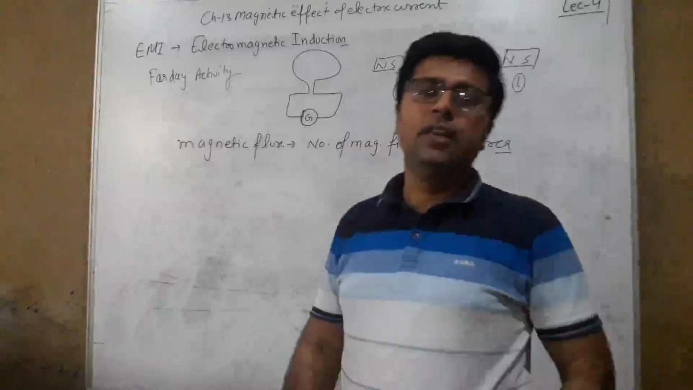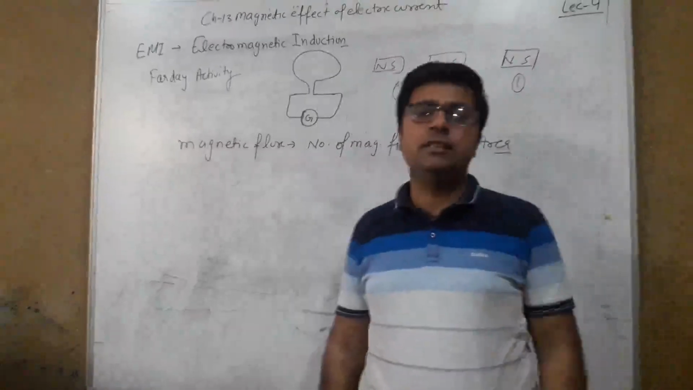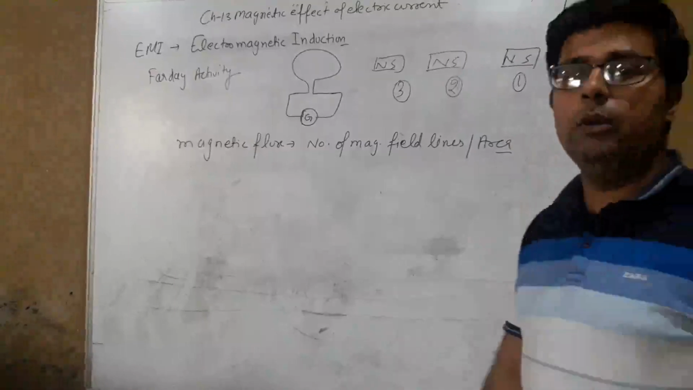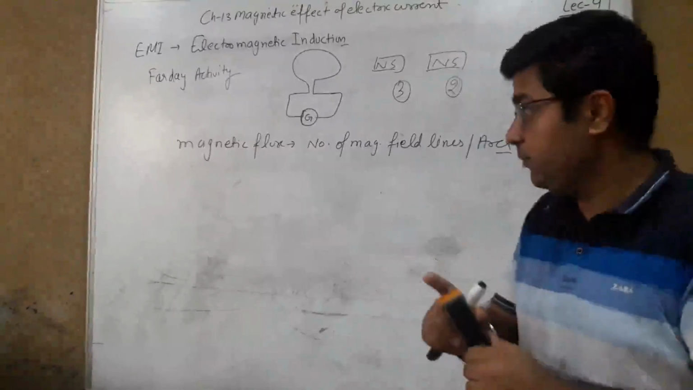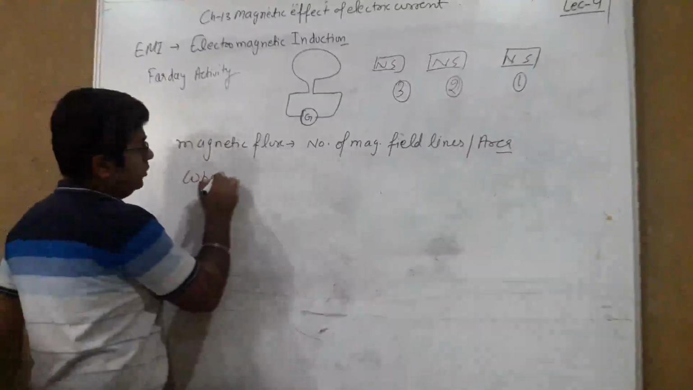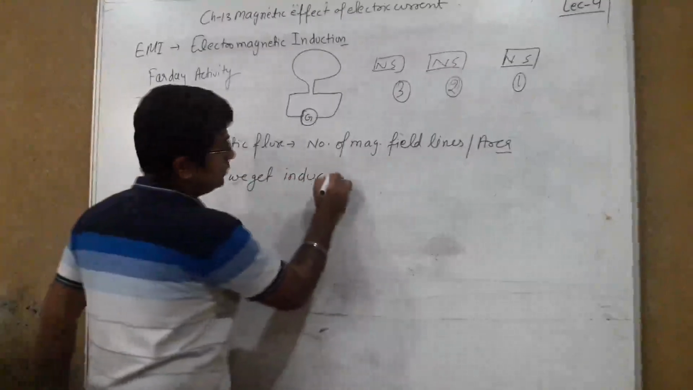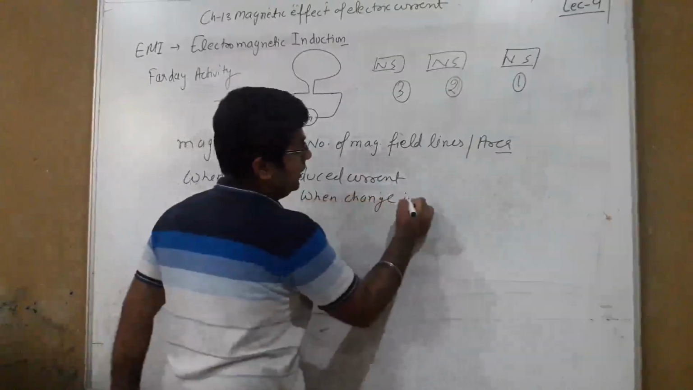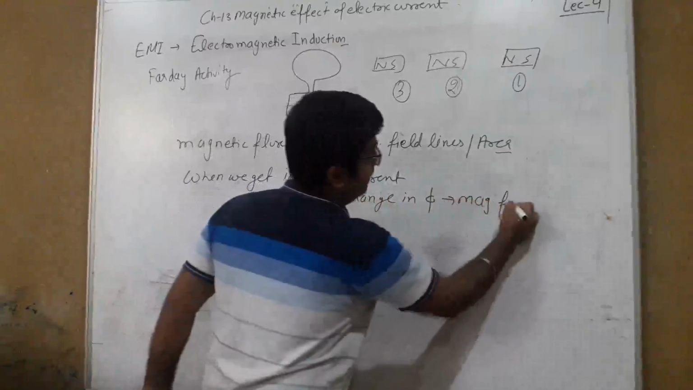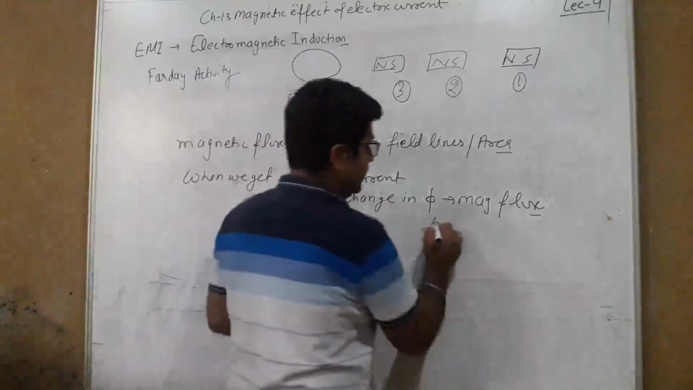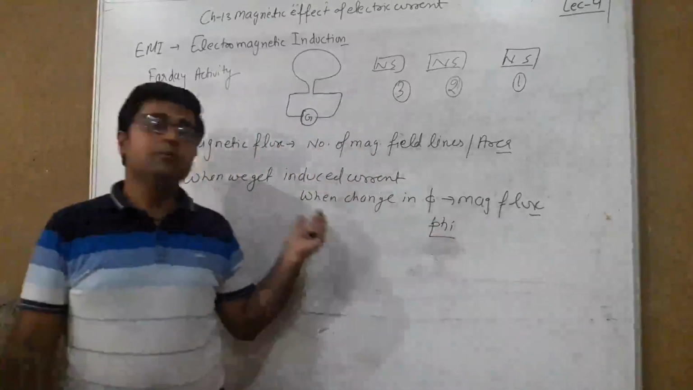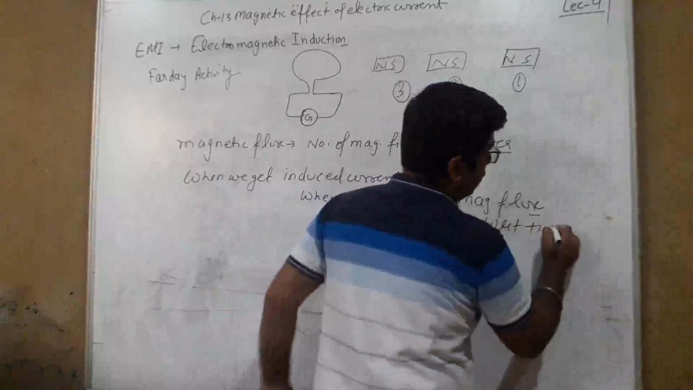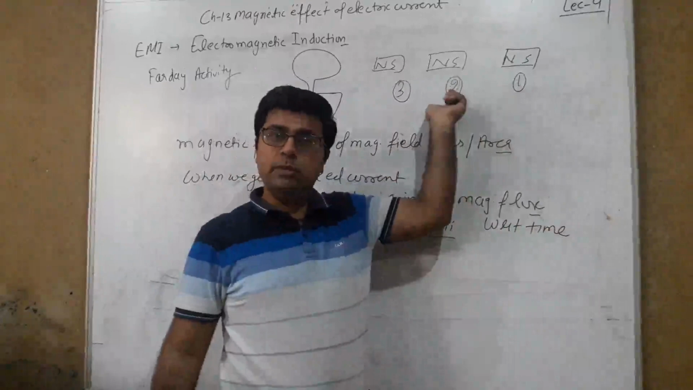So directly now we can say whenever there is some change in magnetic flux, we get some induced current in the coil. And what is magnetic flux? Number of magnetic field lines per unit area. The more the number of magnetic field lines, it's okay, but it is the change that matters. So we get induced current when there is a change in magnetic flux. This symbol for magnetic flux is phi. So whenever there is some change in magnetic flux, then current will be induced with respect to time. Obviously, this magnet will take time to come from this place to this place, this place to this place.